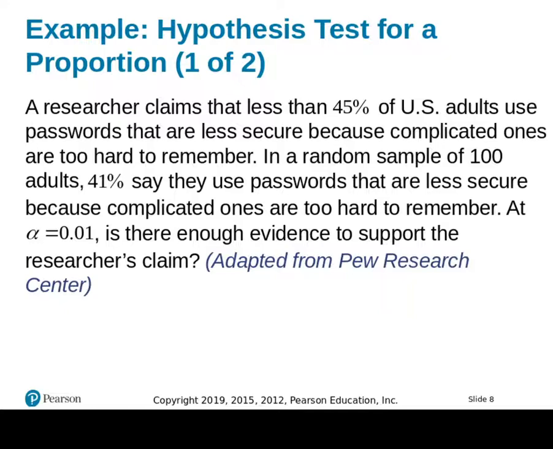So in a random sample of 100 adults, the proportion I get is 41% that say their passwords are less secure because complicated ones are too hard to remember. At a significance level of 1%, making type 1 errors less than 1%, is there enough evidence to support the researcher's claim? So there's a claim being made that it's less than 45%. We want to test that claim. We run an experiment, and we want to see if the evidence supports that claim or not.